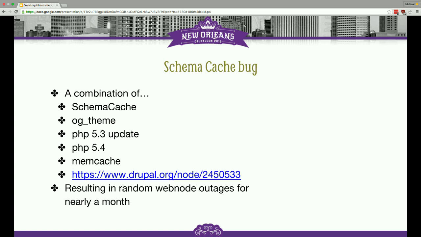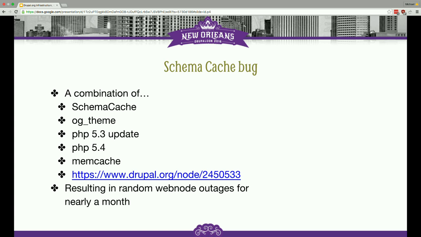We had a major schema cache bug. How many people have ever gotten a white page on Drupal.org or a Fastly error page on Drupal.org? So we ended up with this fairly complex schema bug issue that was a core issue that would take a web node offline and not have it be able to respond to requests. And then eventually all the web nodes would go down if you didn't step in and do something.